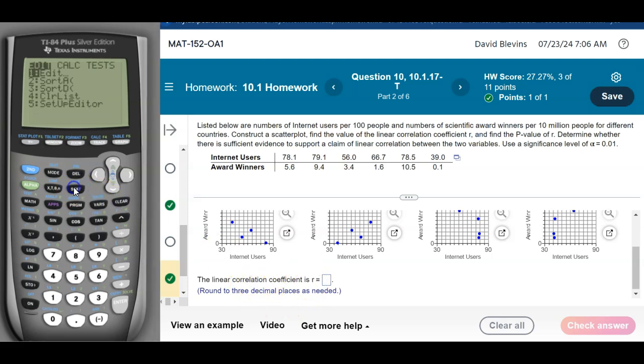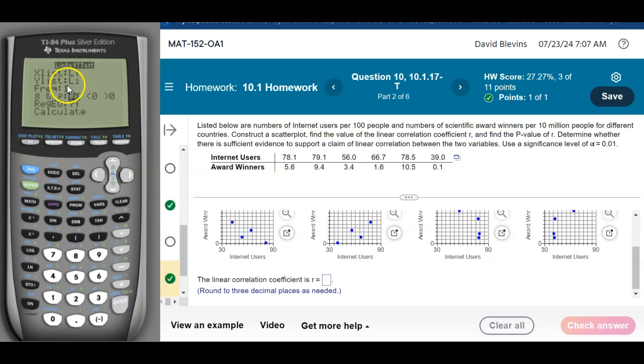The next thing it wants us to do is the linear correlation coefficient. We've seen how to do it with stat, calculate, and LinReg. If all I needed was the correlation coefficient, that would be fine, but I'm going to do a regression test. So I'm going to come over to test, press up to get to the bottom, and then choose the linear regression t-test. I'll hit enter there.